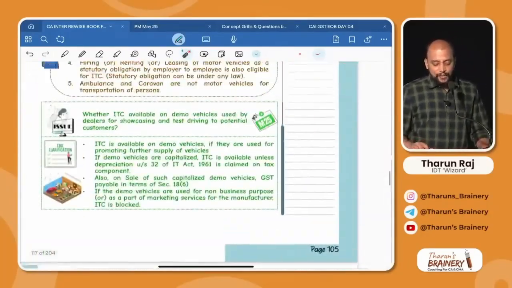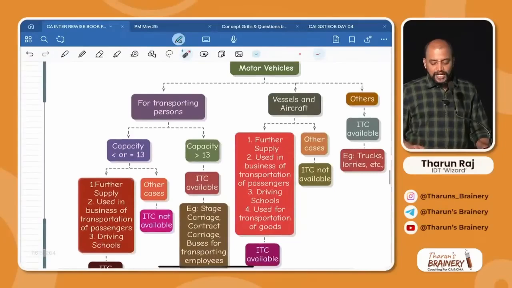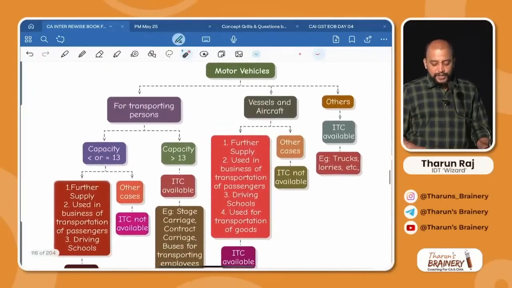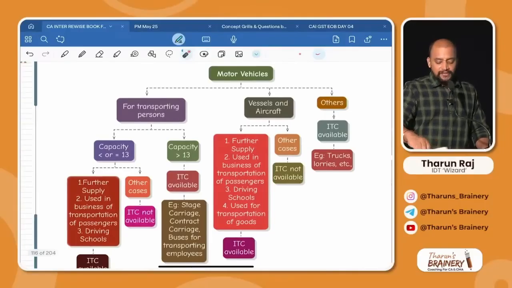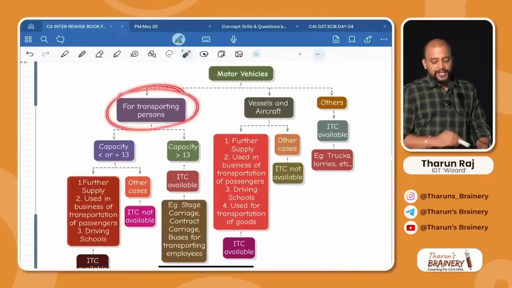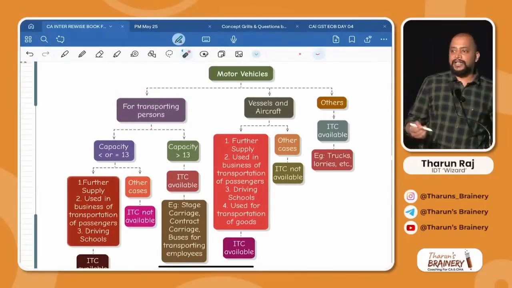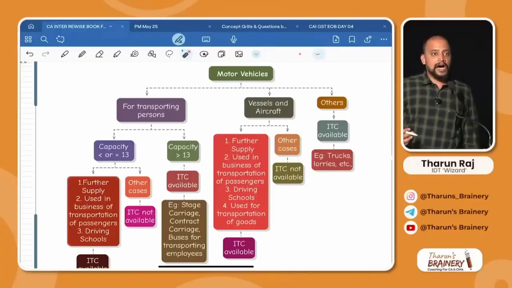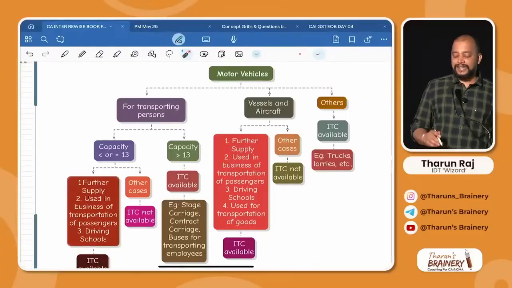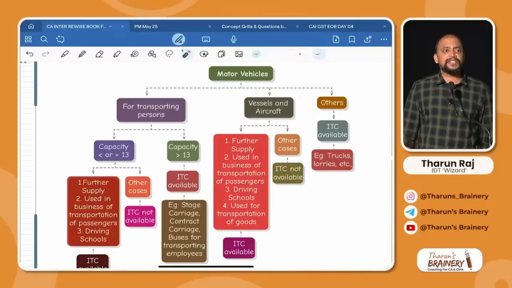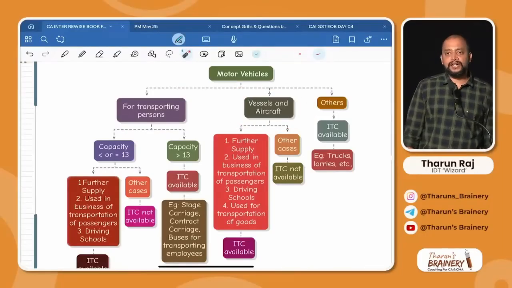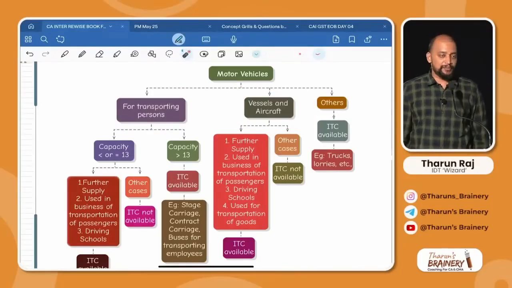Now let's start with the first one, motor vehicle related blocked credit. Motor vehicles are classified into 3. Motor vehicles for transporting persons, what will come? Two-wheelers, autos, cars, buses, all these things will come under transporting persons. Vessels and aircrafts means ship and aircraft, those will come.